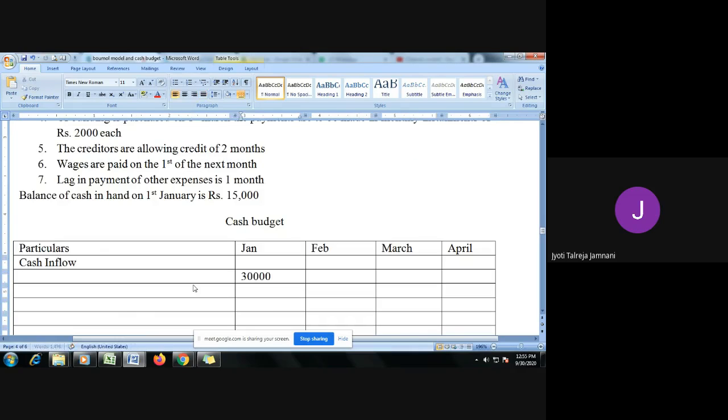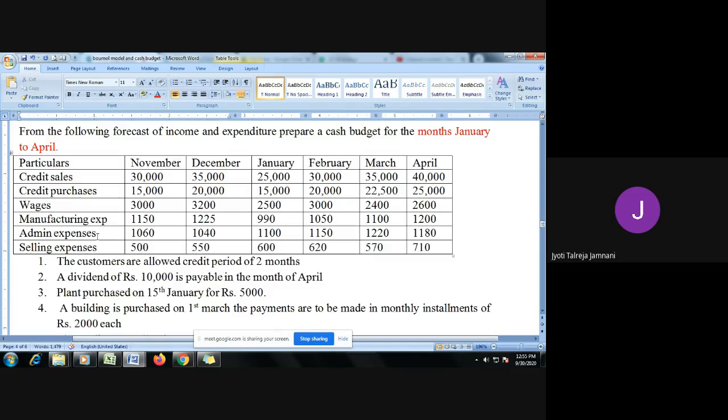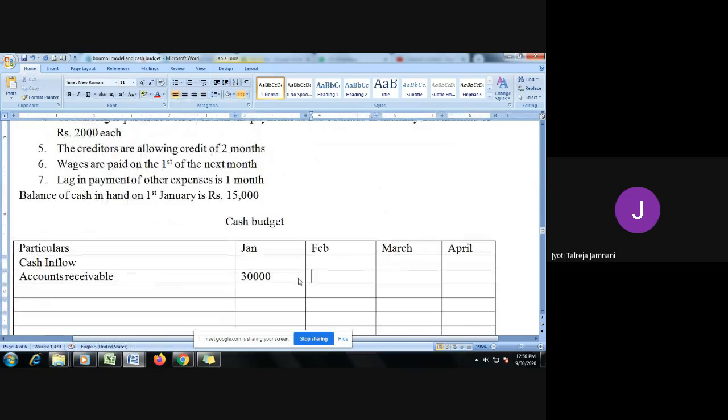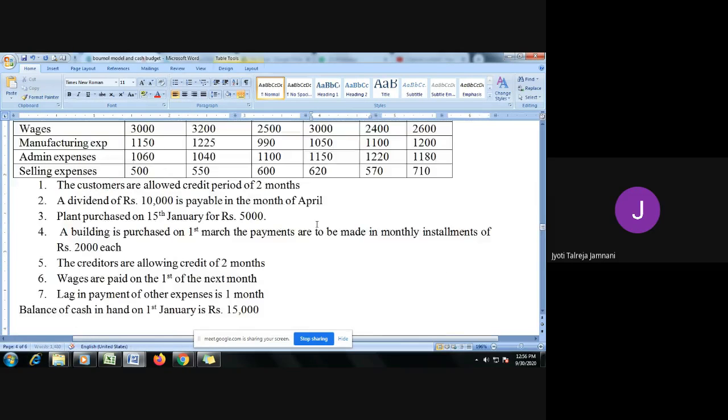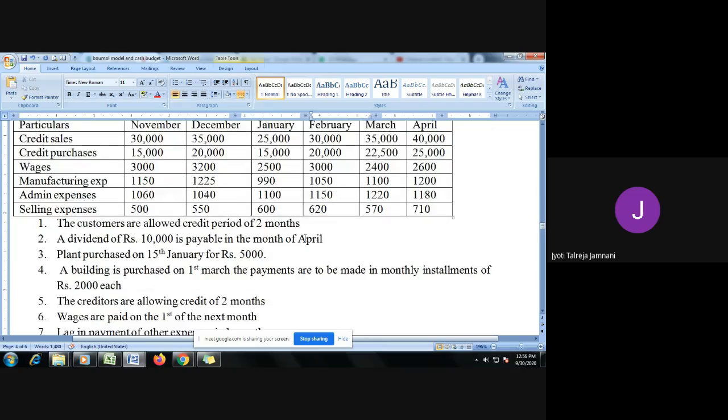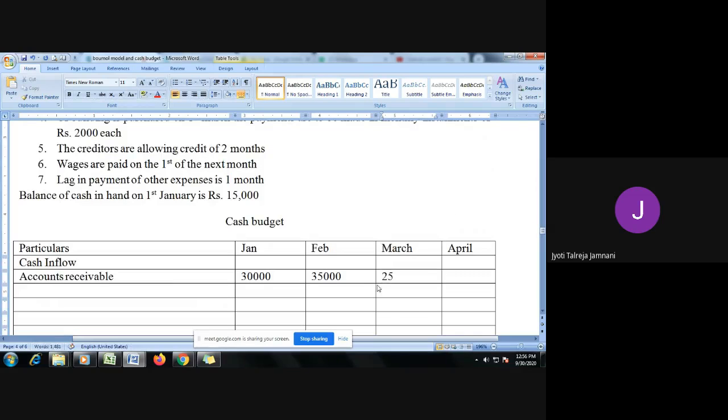So what is this 30,000? I will call it as accounts receivable, and it is nothing but your credit sales. Okay, then December credit sales 35,000 I'll receive after 2 months. So December, January I'll leave, I'll receive it in February. So in February I'm receiving 35,000. So that's the next thing. Then January credit sales 25,000 I'll receive in March after 2 months. I'll leave Jan Feb, and in March I'll receive 25,000.